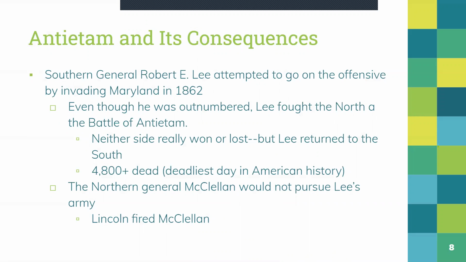The Southern General Robert E. Lee, who becomes probably the most famous general of the war, in 1862 decided to go on the offensive. So he kind of goes against their initial plan of a defensive strategy, and they invade Maryland. The plan was that perhaps when the Southern Army gets to Maryland, that state would decide to secede and join the South. Even though he was outnumbered, he would fight to the north at the Battle of Antietam.